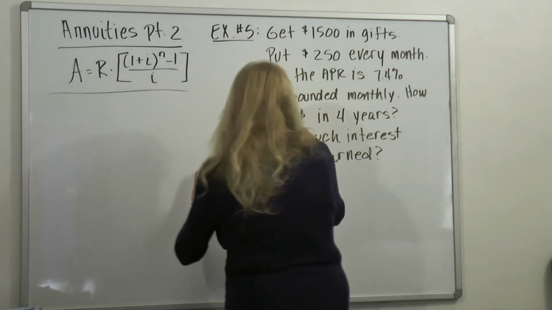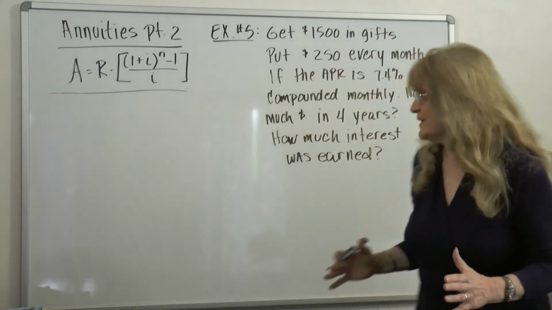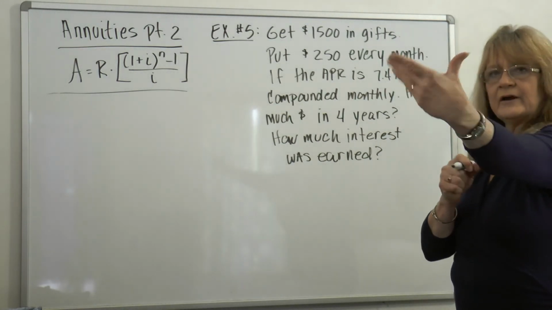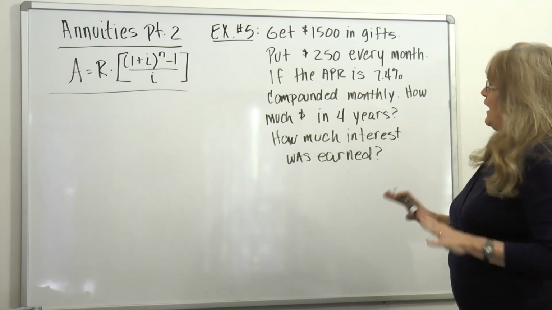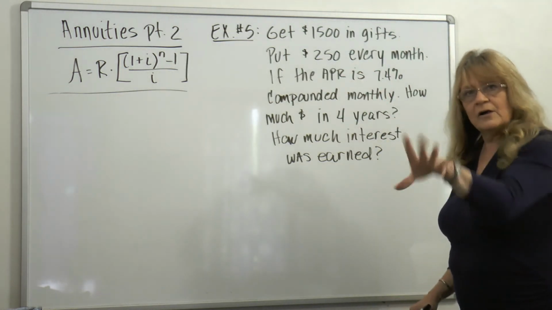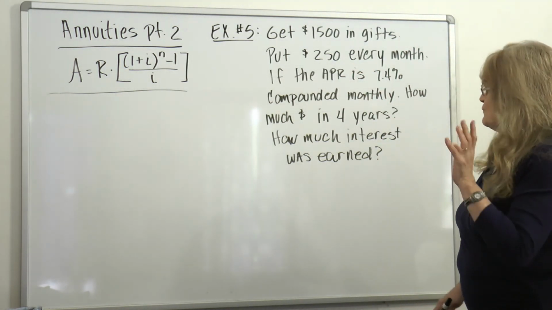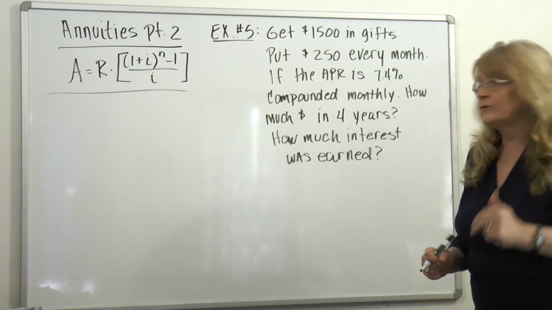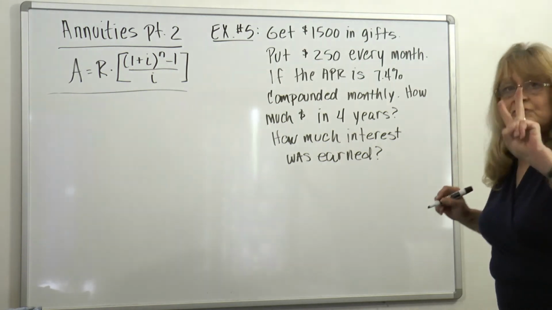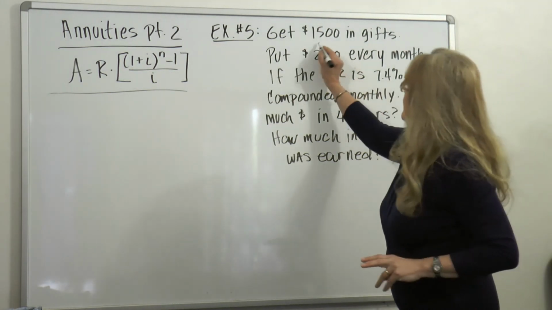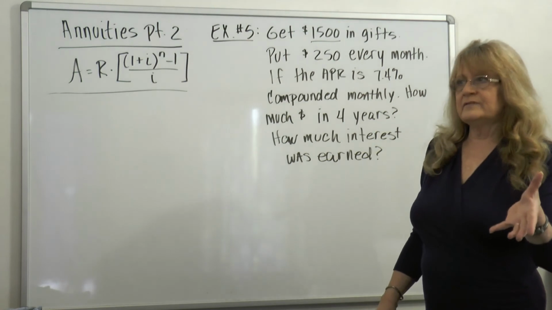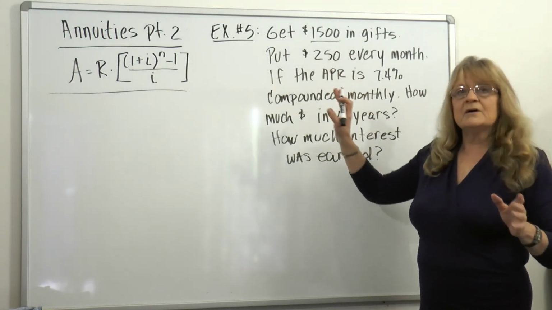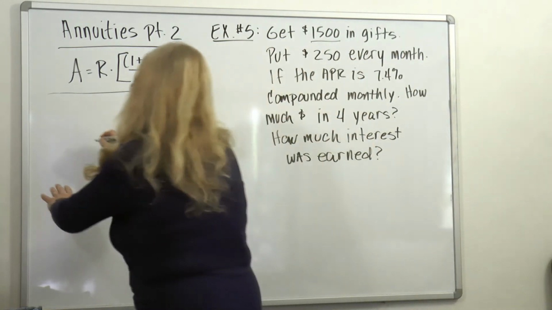All right, so here's the situation. We have $1,500 in gifts from graduation that you're just going to put in an account and let it grow. And then you're going to put $250 away at the end of every month for 4 years. Combined, how much money are you going to have when your parents kick you out of the house? These are two separate calculations. This one is a lump deposit, so this is going to be this thing.